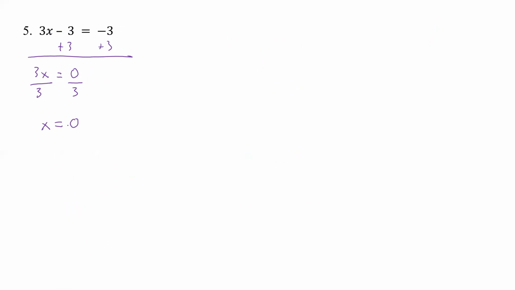Sometimes you end up with answers you wouldn't expect, but now let's plug it in. 3 times 0 minus 3 equals minus 3. Well, this is just 0, so minus 3 equals minus 3, and it checks out. And again, always do your checks to make sure you have the right answer.